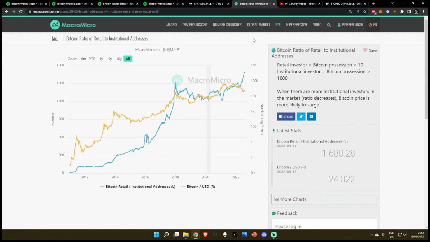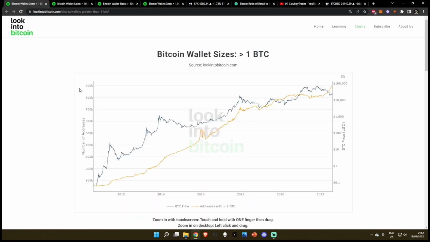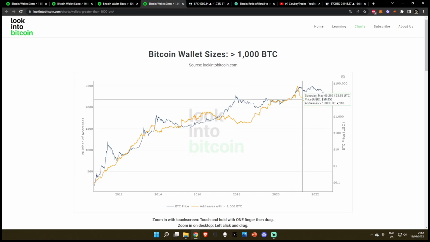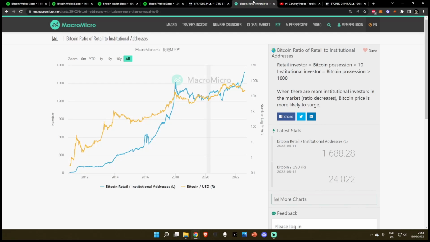So it's obvious to us when we look at things like this that there are a lot of addresses with roundabout less than 1 BTC. In fact, there's almost a million of them. But when it comes to the whales, at this moment in time, there's really only above 2,000 of them. So with that being said, you can imagine that this blue line is going to dramatically increase to the upside a lot of the time.